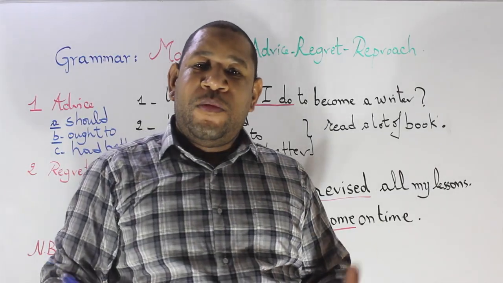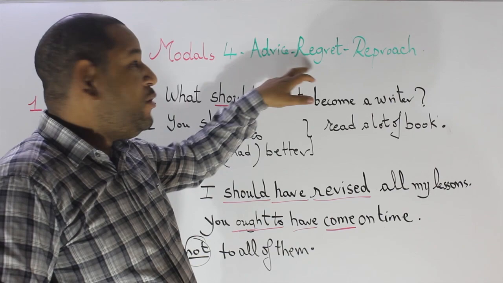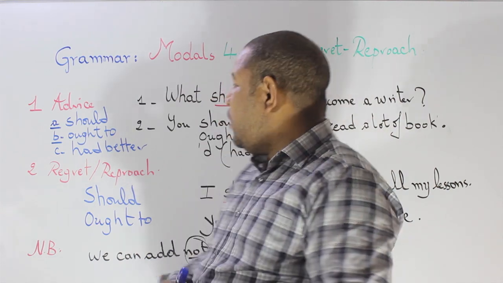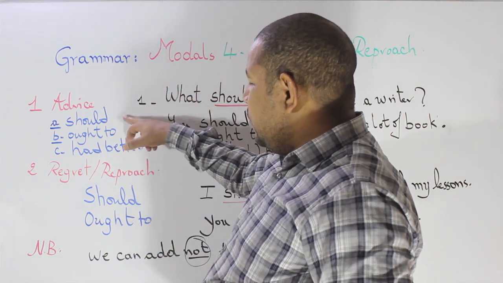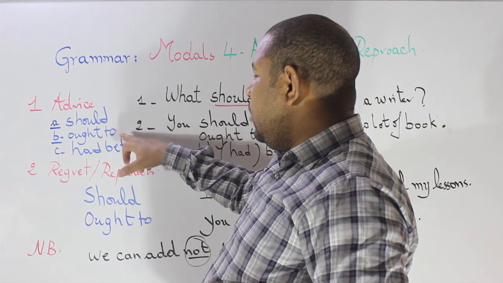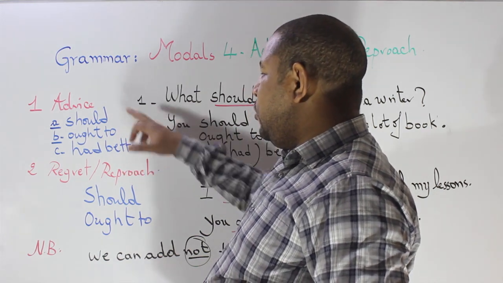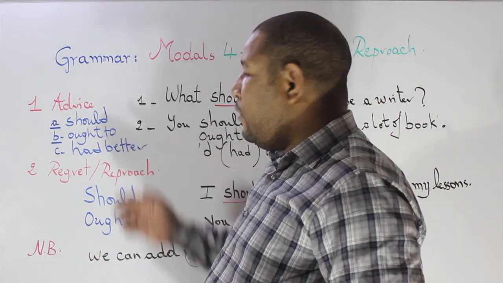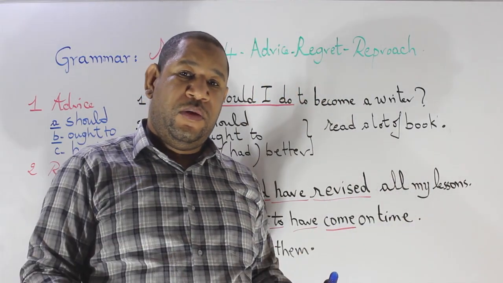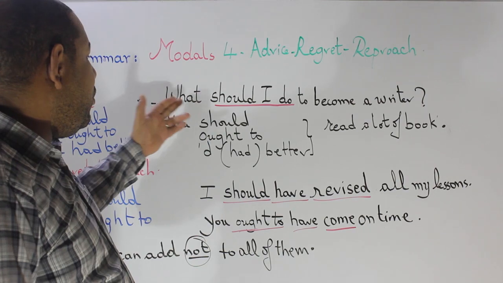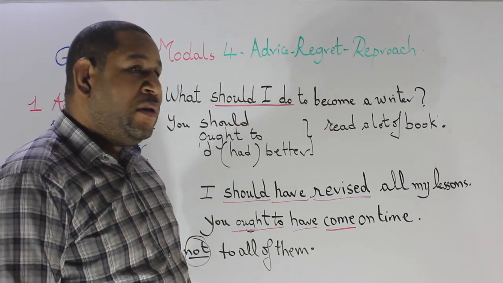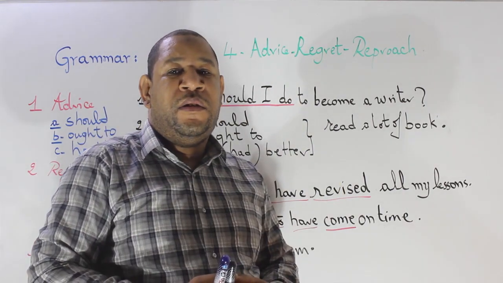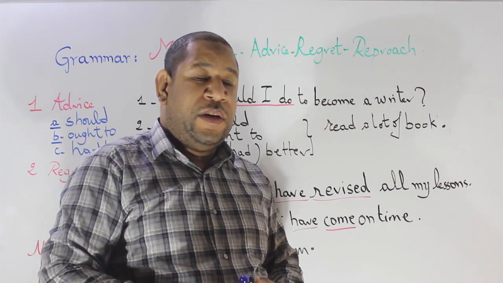Okay? Now we move to part number 4 with advice, regret, reproach. Okay, so we are going to see these 3 elements. We are going to look at 3 modals: should, ought to, and had better. So for advice, simply we can use the 3 of them in the simple present, which means we use modal plus infinitive. Like here, what should I do to become a writer? This is a question, which means I am asking for advice.